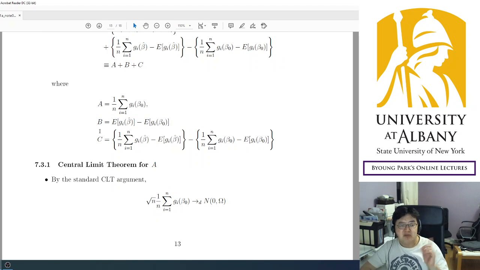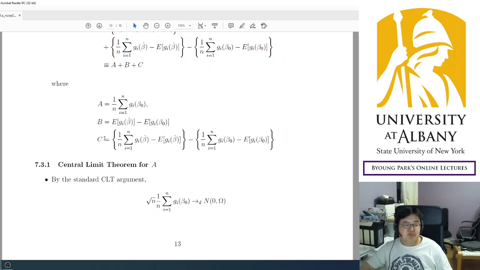And the problem is, A and B are easy to handle, quite similar to what we did, but the main problem is C. We have to show that C converges to 0. It is ignorable. So if C is ignorable, then our proof is complete. Showing that C goes to 0 is the main problem. That requires a very complicated theory.